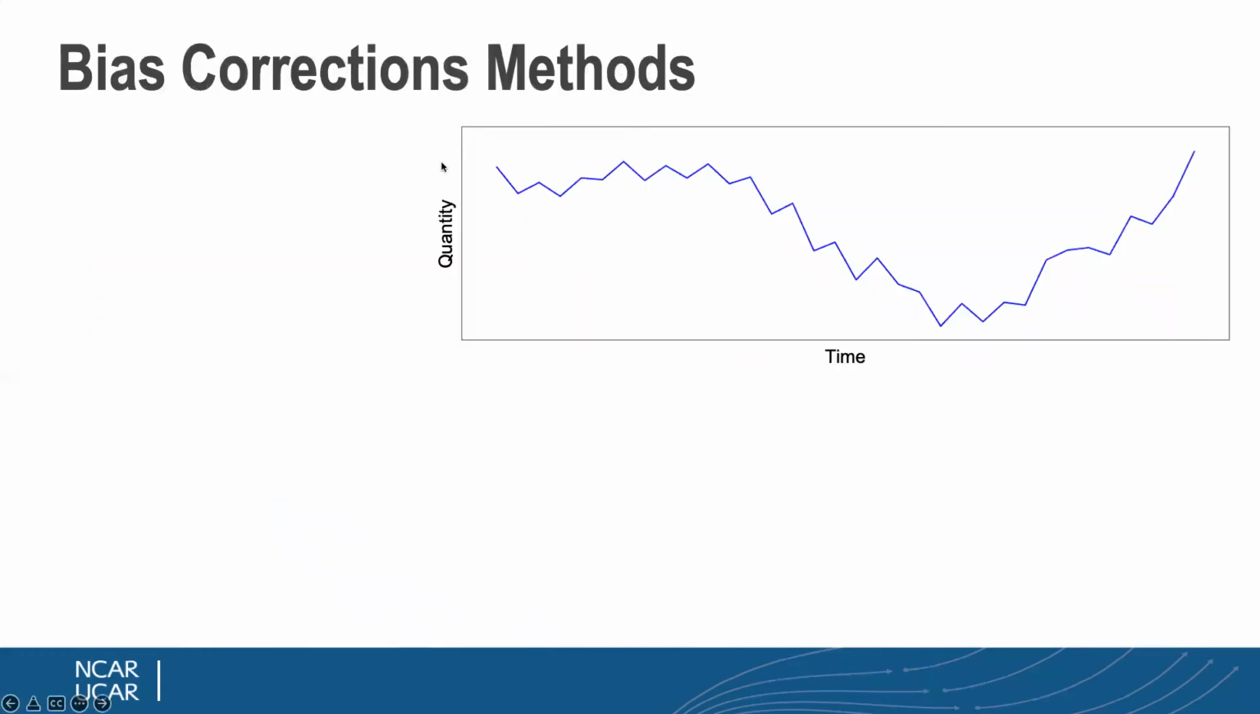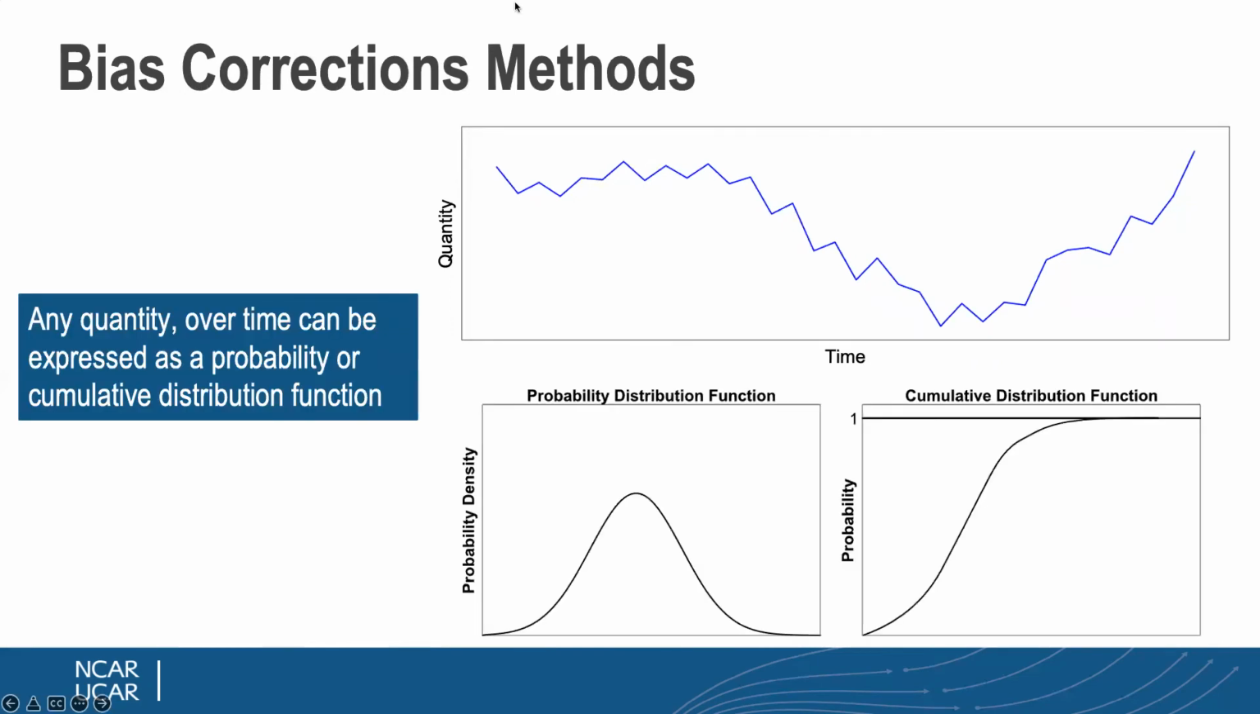I'm showing you here a cartoon of a quantity over time. So we have a quantity that is represented over time. And what we can do is collapse this quantity over time into a probability density function distribution or a cumulative distribution function, so a PDF or a CDF. And we can use this PDF and the CDF to build our bias correction methods on.